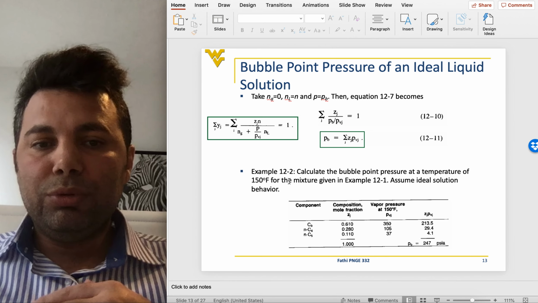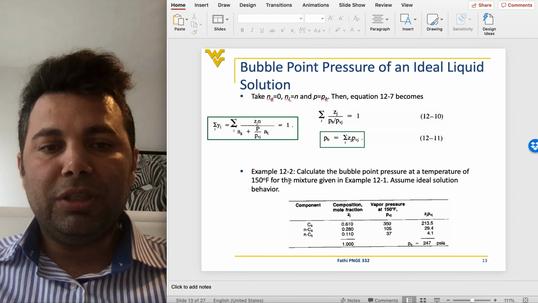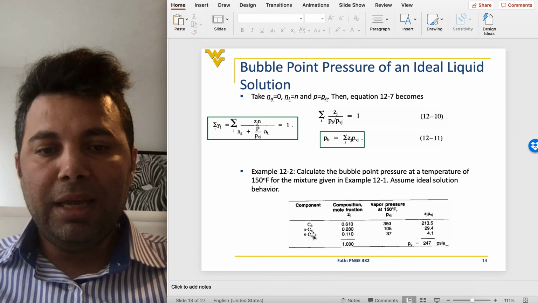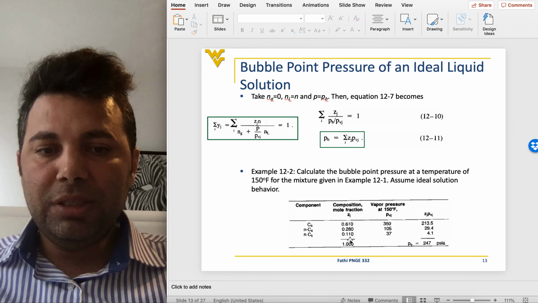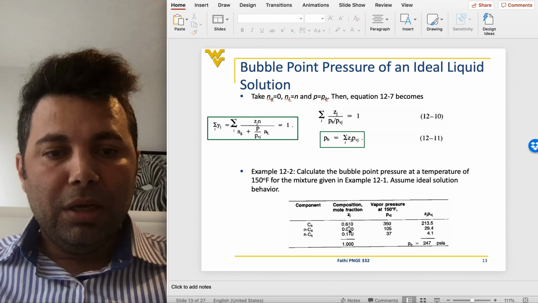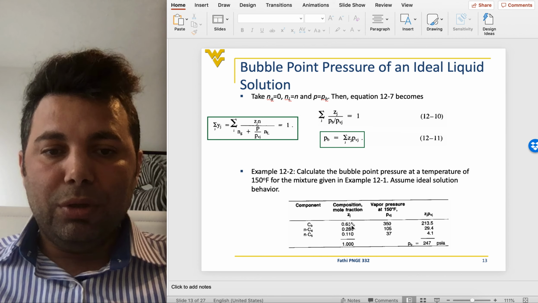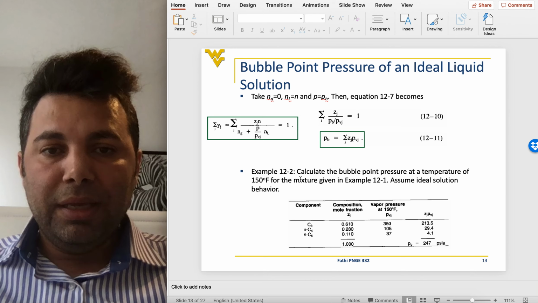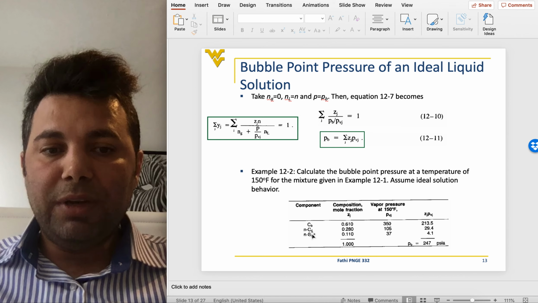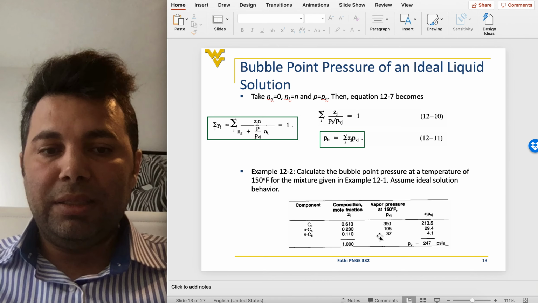So example 12.2 says, calculate the bubble point pressure at a temperature of 150 for the mixture given in the previous example. So in the previous example, we have the propane, N-butane, and N-pentane, and the compositions in the mixture were given. So if I'm interested to find the bubble point, what I would do is I would simply find the vapor pressures from the Cox chart. So what is the vapor pressure of propane at 150 degrees Fahrenheit? That's 250 coming from the Cox chart. What is the vapor pressure of N-butane at 150? That's 105. And the same for pentane, which is 37.